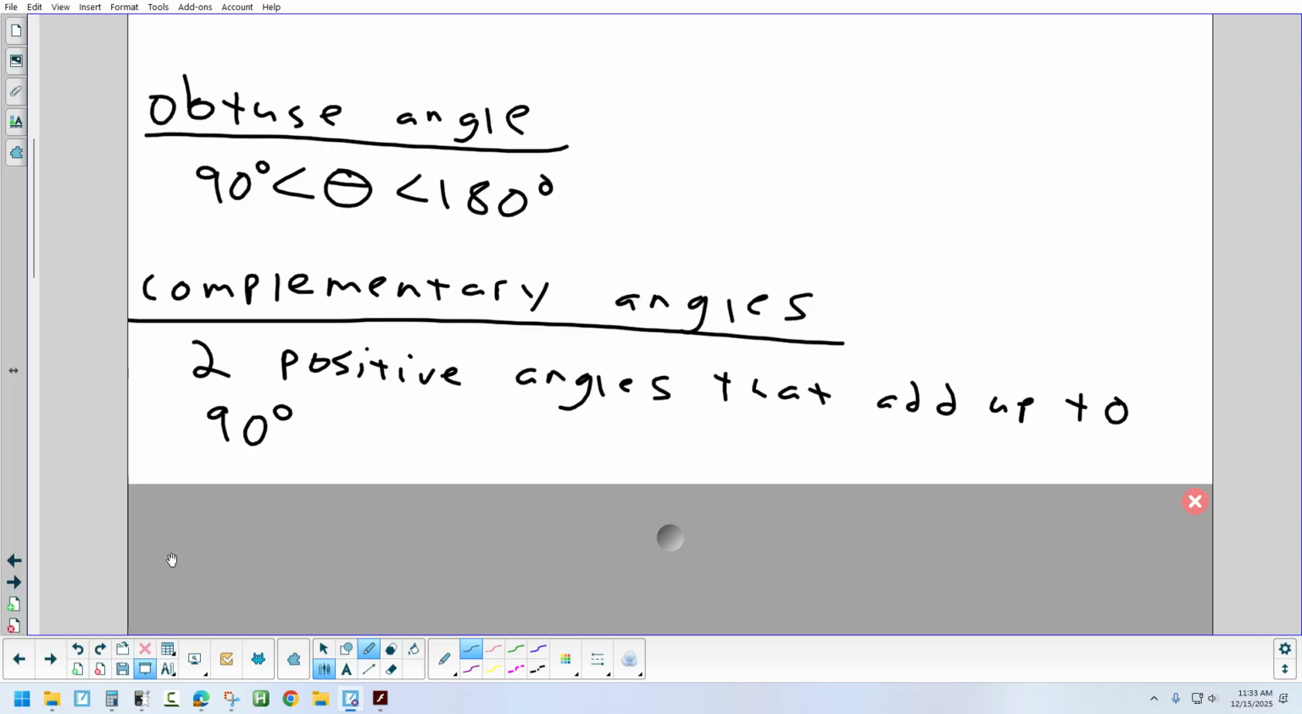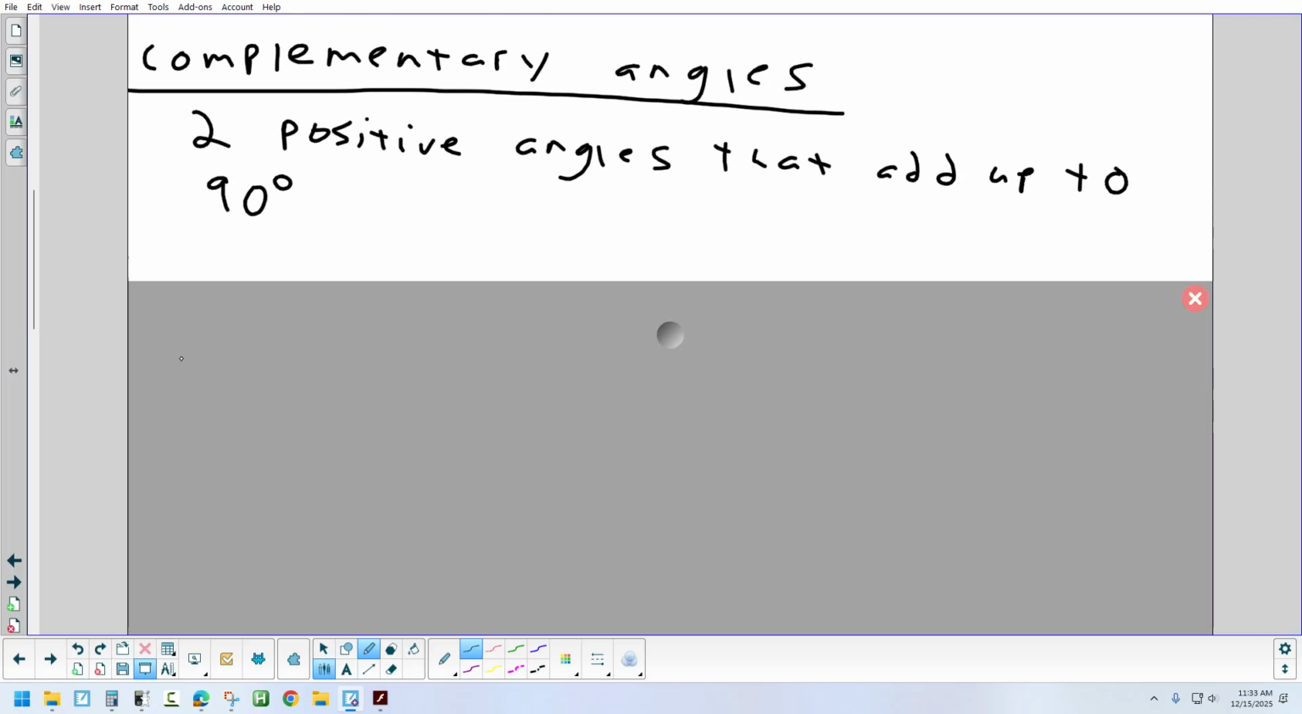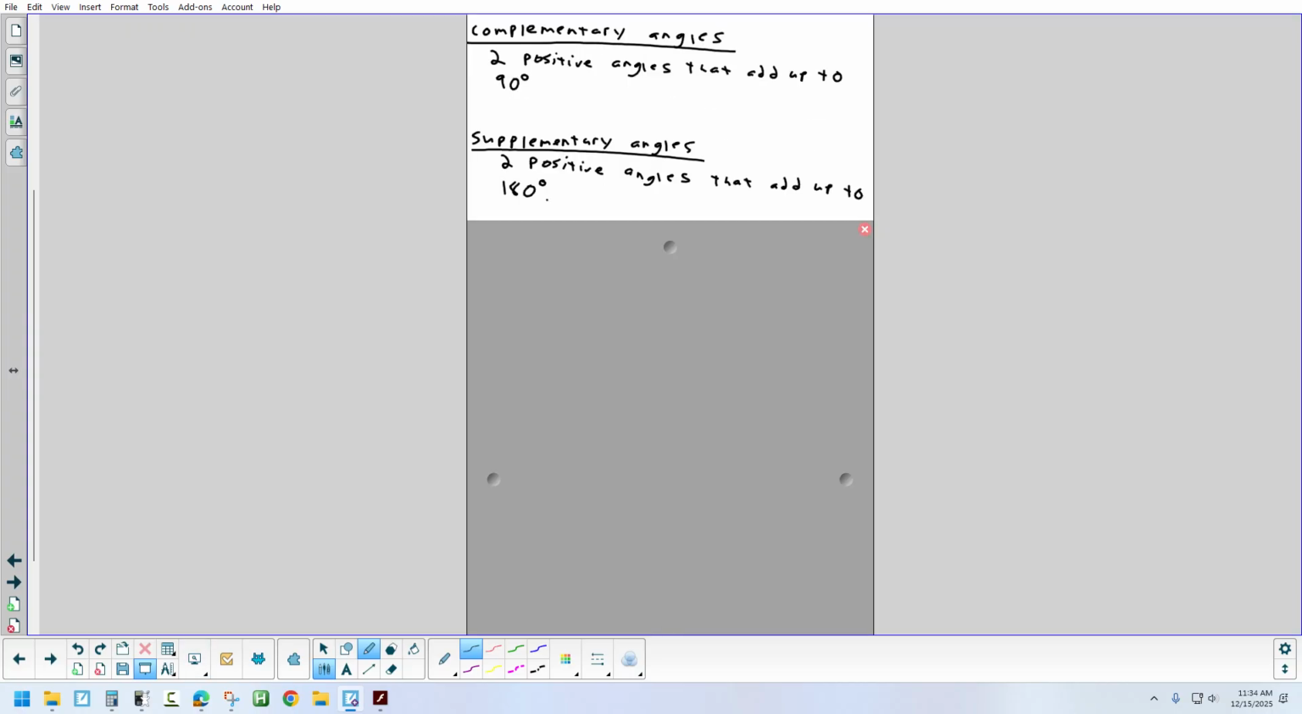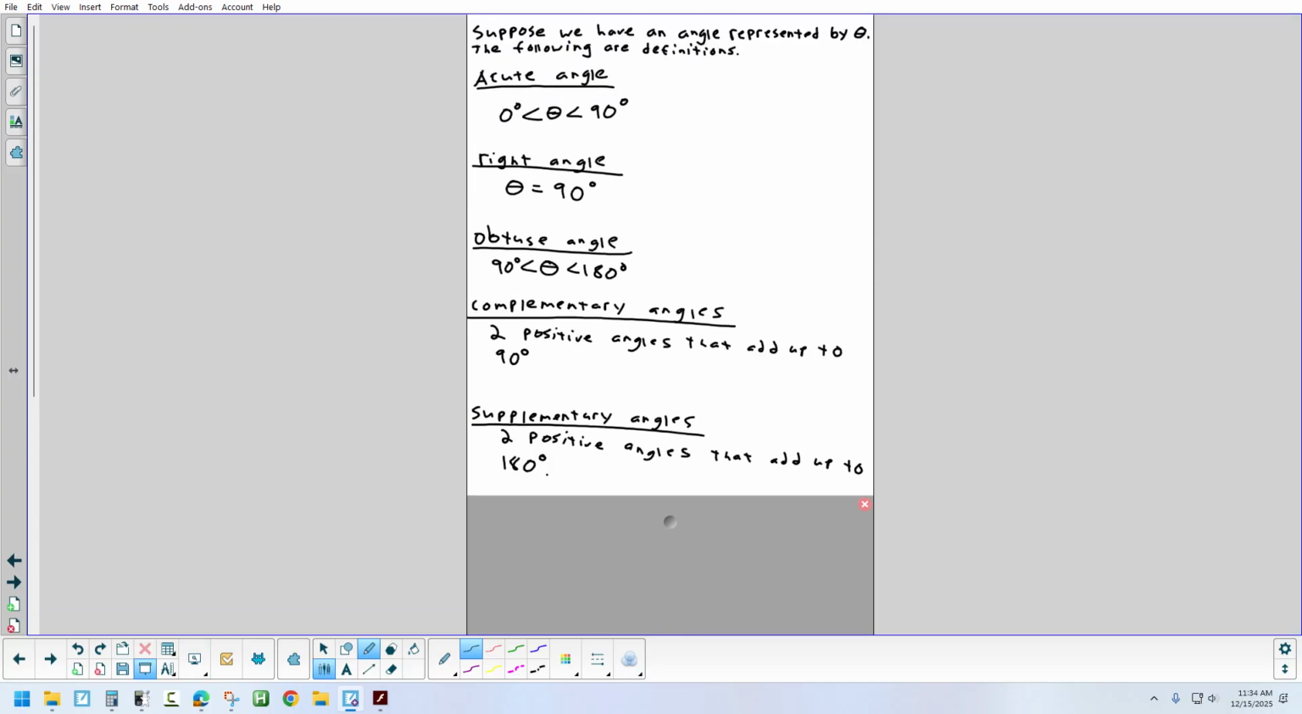And what do we call a pair of angles that adds up to 180? Yep, supplementary. Again, they still have to be positive, and they add up to 180. Okay, so these are just different names we can use to classify angles based on their size or what they add up to. Any questions on those names?